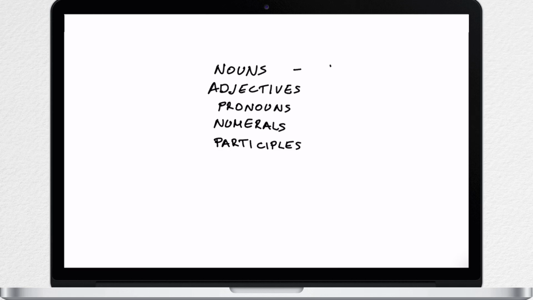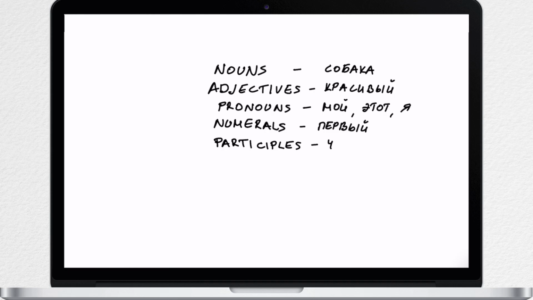Nouns, let's say собака. Adjectives, красивый. Pronouns, мой, этот, я. Numerals, первый. Participles, читающий.